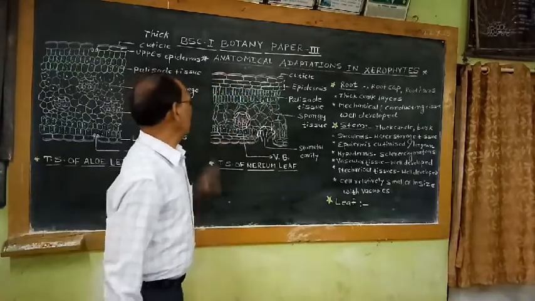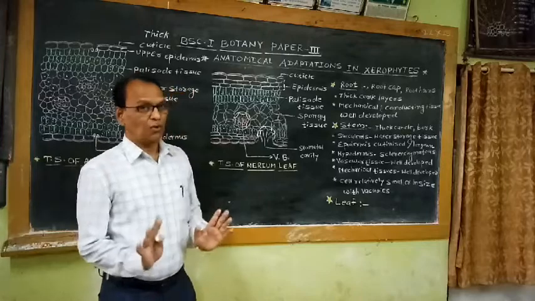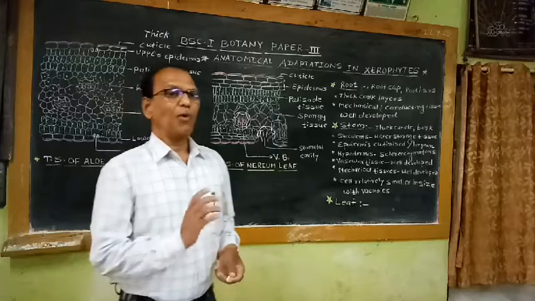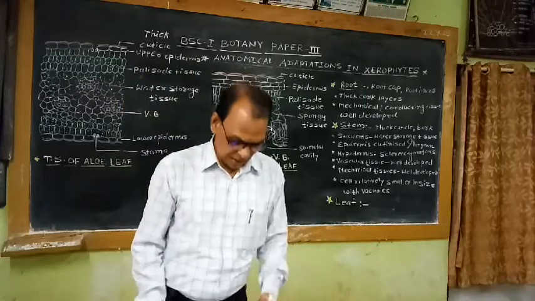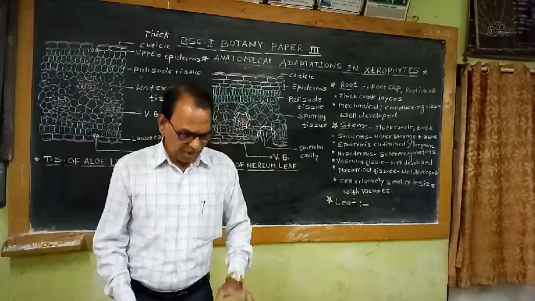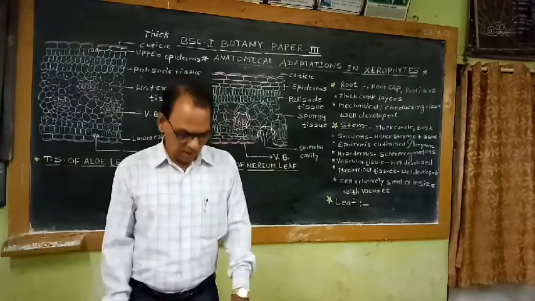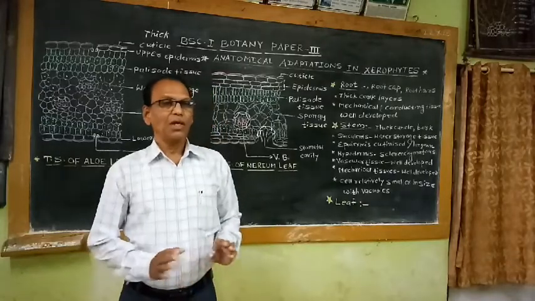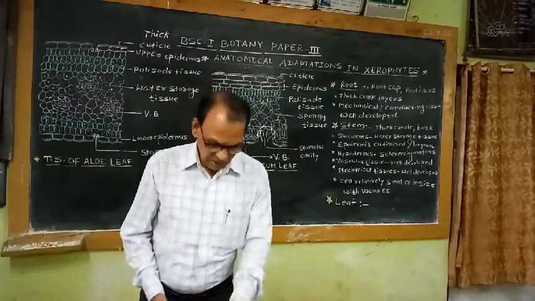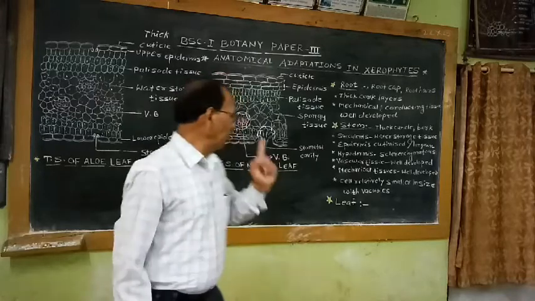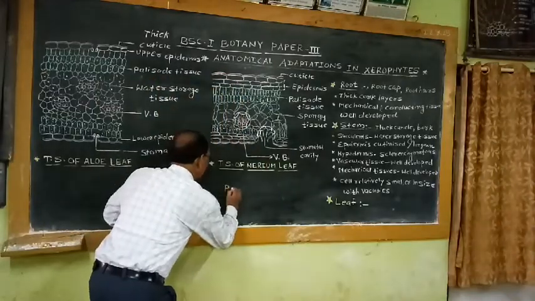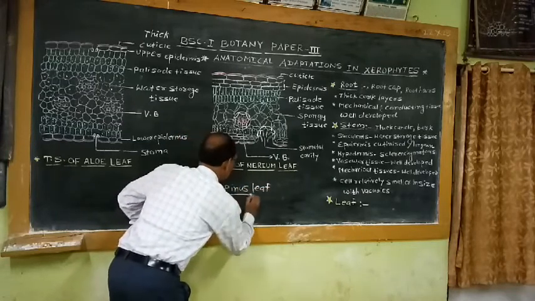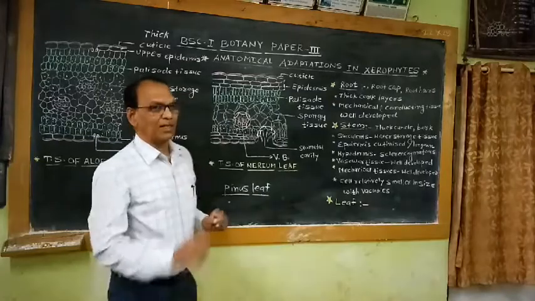Then hypodermis. Hypodermis is not generally found in leaves. Hypodermis is only found in stems. But in some xerophytic plants, hypodermis is there. That means this epidermis is with a thick cuticle and waxy coating. In some plants, hypodermis is there, and this hypodermis is generally sclerenchymatous. For example, if we take the transverse section of this spinous leaf, this hypodermis layer is there.